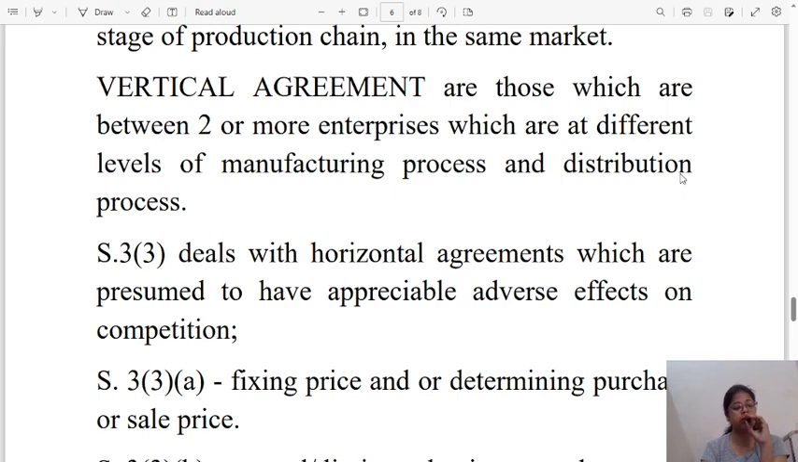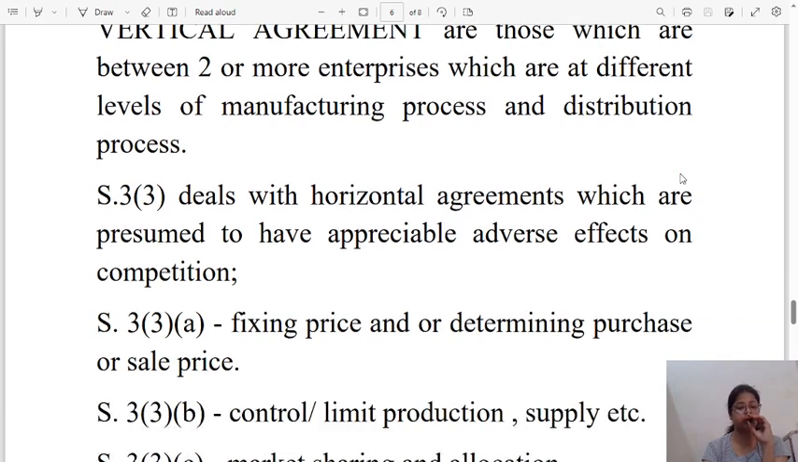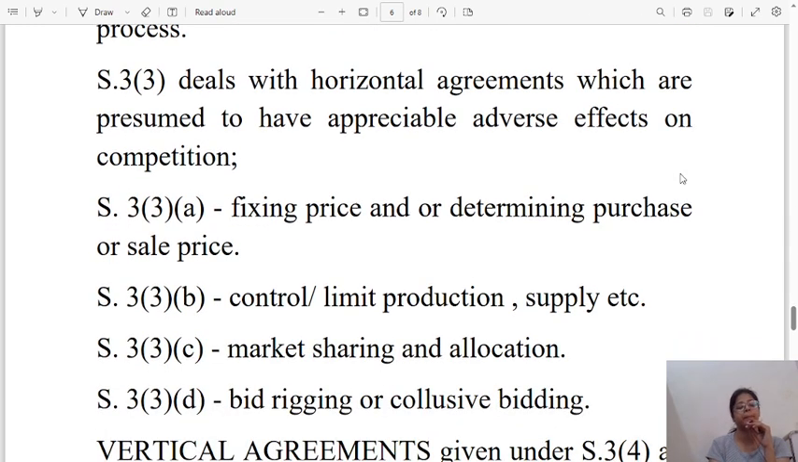Section 3 clause 3 deals with horizontal agreements which are presumed to have appreciable adverse effect on competition. When you read Section 3 clause 3, you find there are certain subsections given which are also present on our screen. Subsection A deals with price fixing agreements. Subsection B deals with controlling or limiting production or controlling or limiting supply. In subsection C, market sharing and allocation is dealt with, while subsection D deals with bid rigging or collusive bidding.